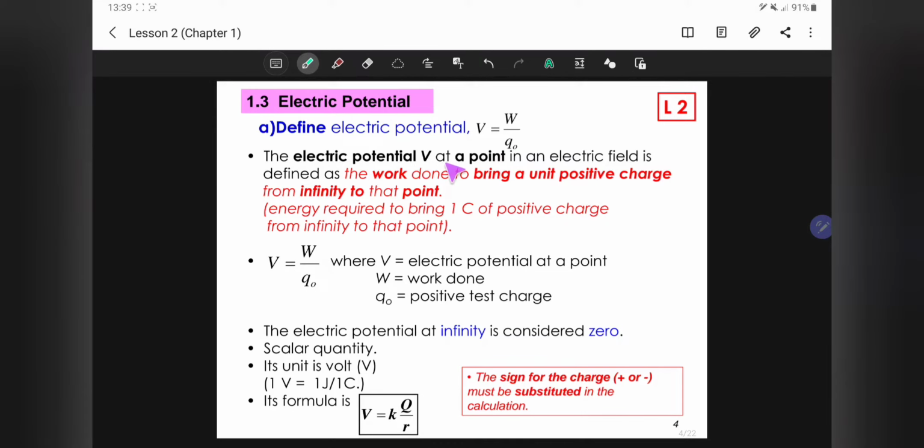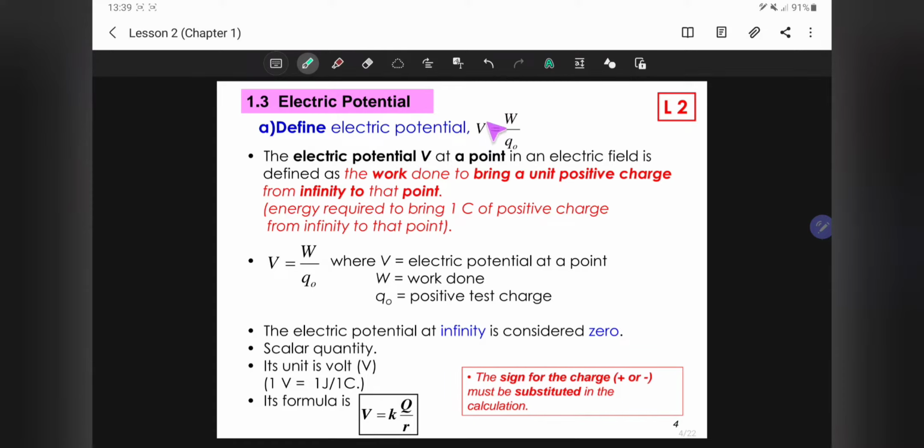Now let's start with subtopic 1.3, which is electric potential. As usual, we need to know the definition of electric potential. To define the electric potential, remember the symbol of potential is V. Electric potential is V equals W over Q naught. So this is the main equation of electric potential. So how do we define it?